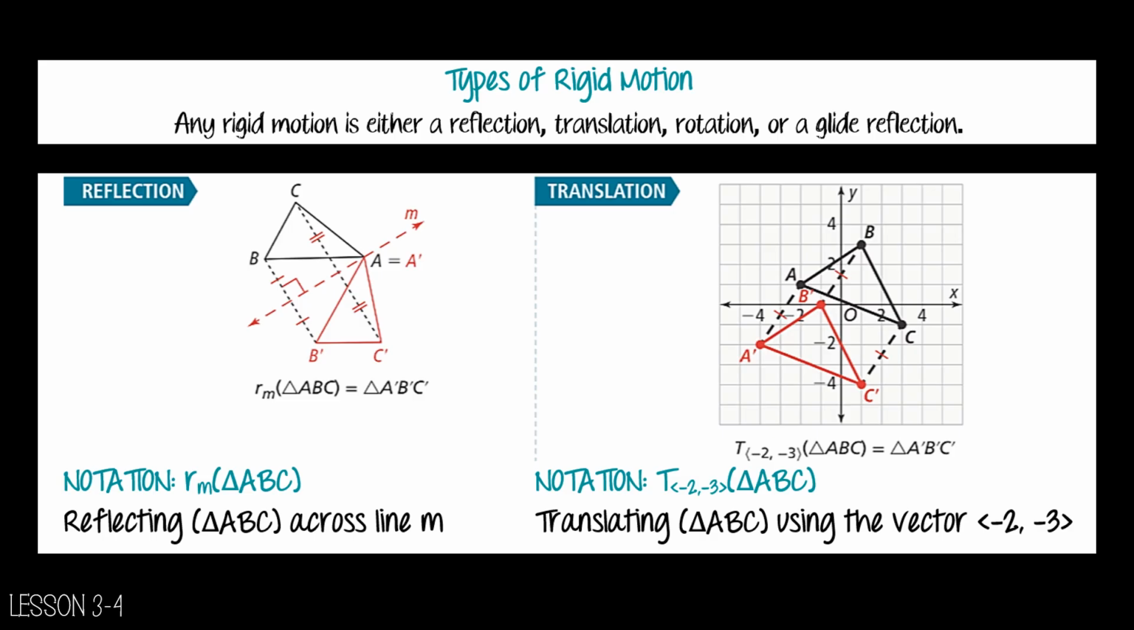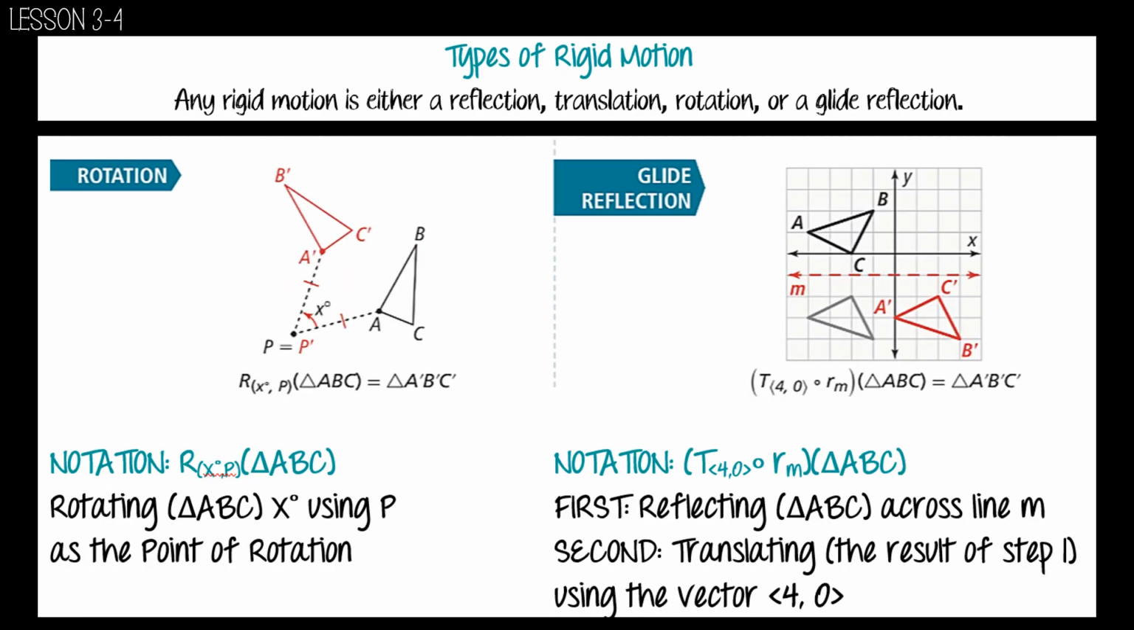Lowercase r is reflection. Okay, here's a translation. There's our notation for it. Capital T is translation, and they use the vector. So in this example, that diagram is using a vector -2, -3, and we are doing this to triangle ABC. So we're translating triangle ABC using the vector -2, -3.